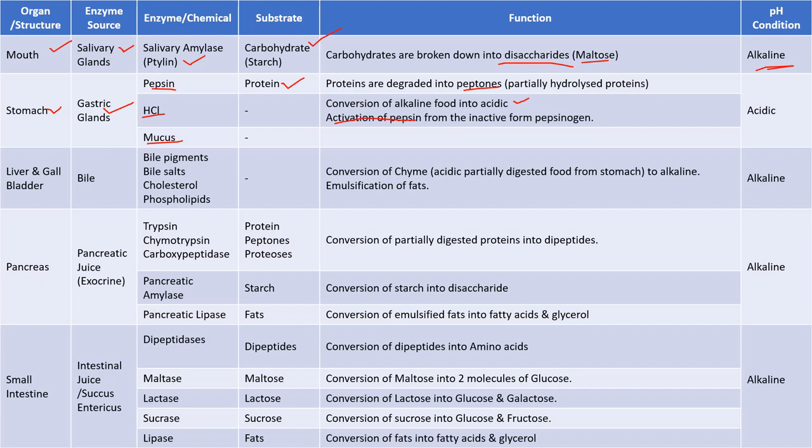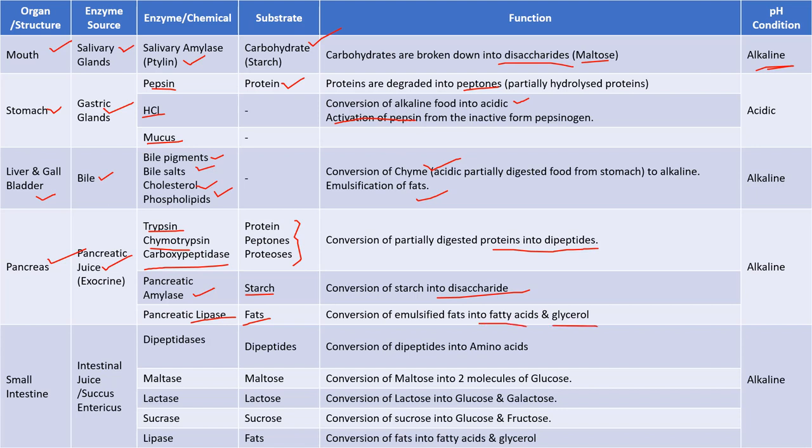Now the liver and gallbladder help in secretion of the bile, which contains bile pigments, bile salts, cholesterol, and phospholipids, and they help in conversion of the chyme from acidic to alkaline condition, and also help in the emulsification of the fats. Now the pancreas, the exocrine part of it, produces the pancreatic juice containing trypsin, chymotrypsin, and carboxypeptidase, which all act on the proteins, different forms of digested proteins, and convert them into dipeptides. The pancreatic amylase acts on the starch and converts it into disaccharides. The pancreatic lipase converts the emulsified fats into fatty acids and glycerol.